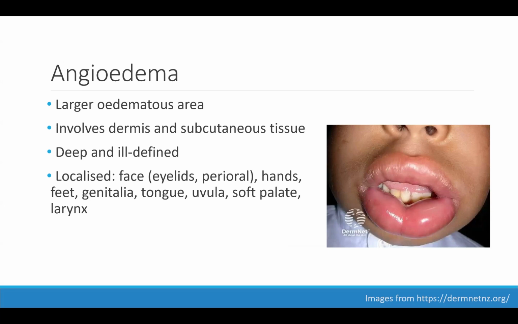Next up, angioedema. Angioedema involves a larger edematous area due to involvement of the dermis and subcutaneous tissue. It is deeper and ill-defined. It can be localized, particularly in areas such as the face, especially eyelids and perioral, the hands, feet, genitalia, tongue, uvula, soft palate, as well as the larynx.